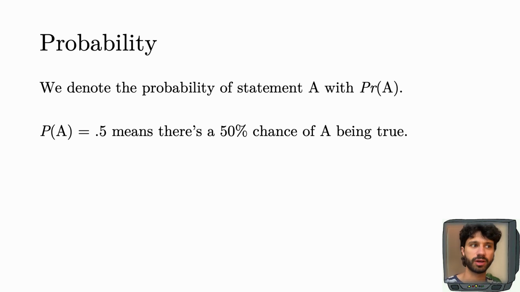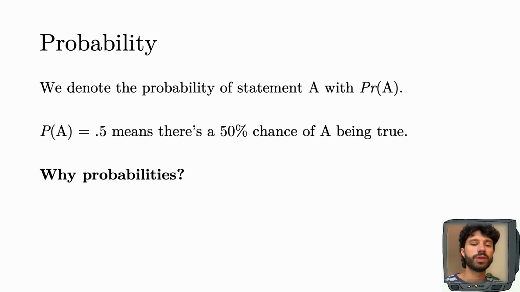But I put the PR there at the line above just so you can really get the feel that this means probability of A. So if we say that the probability of A is equal to 0.5, that means that there's a 50% chance of A being true, right? And so the maximum that you can get in probability is 100%, so that would be 1.